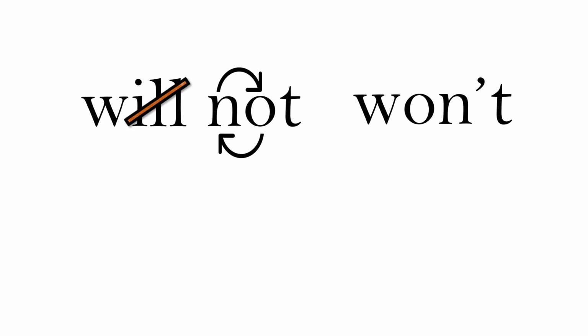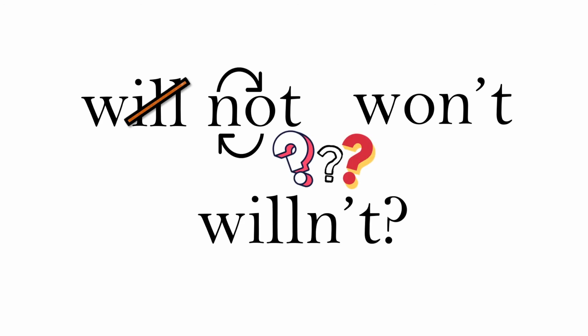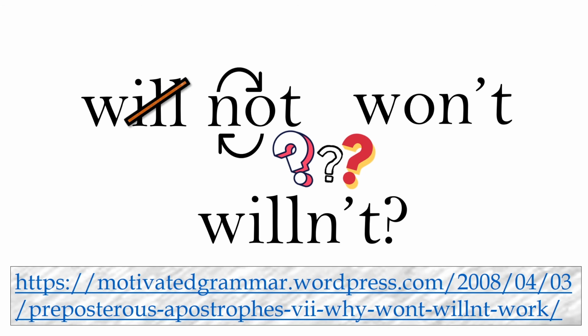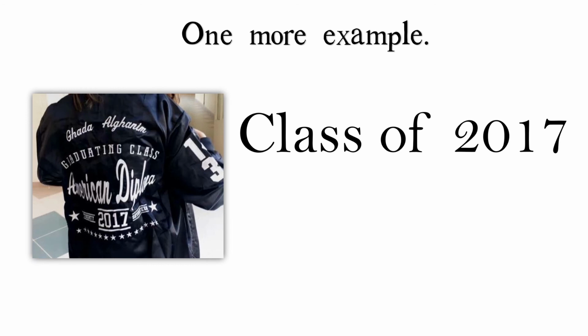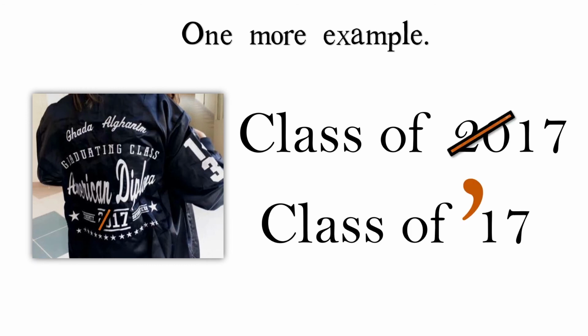get won't. Why did we go through that process, which is a little bit different? I mean, shouldn't the answer be willn't? Well, check out the link below for a full explanation as why we chose won't instead of willn't. One more example. Instead of writing the class of 2017, you can write the class of '17 with an apostrophe.